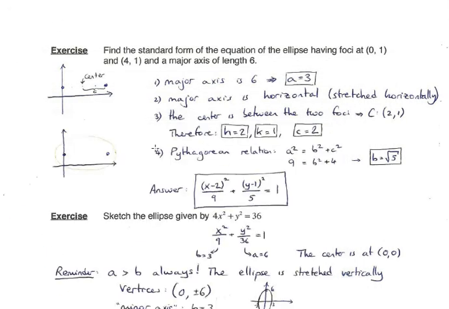So let's see this first example here. Find the standard form of the equation of the ellipse having foci at (0, 1) and (4, 1) and a major axis of length 6.